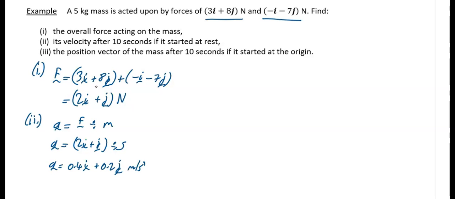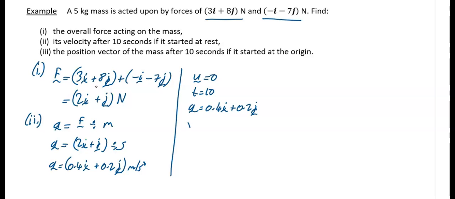That's going to be meters per second squared. Always forget my brackets, meters per second squared. Okay, and then it says, haven't quite finished this one, find its velocity after 10 seconds if it starts from rest. So 0 is my u, my t is 10, my acceleration, I've worked it out to be 0.4I plus 0.2J, and we can say our velocity is u plus at.